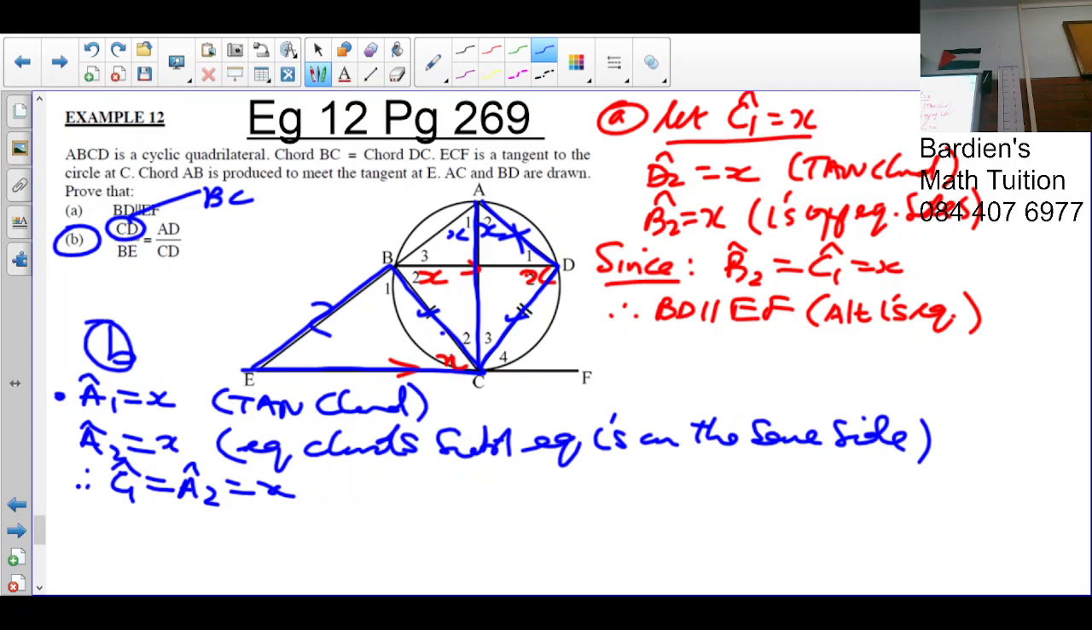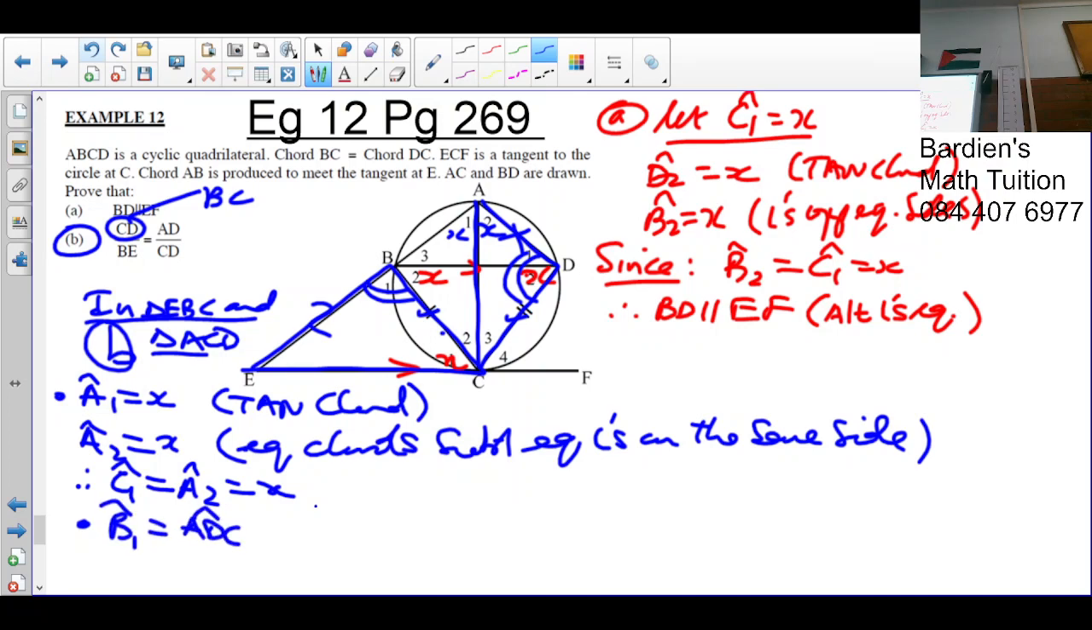Well, I forgot to say angle EBC is equal to angle ACD. Right, we normally start our similarity line. Secondly, what can we say? We say that B1 is equal to ADC.